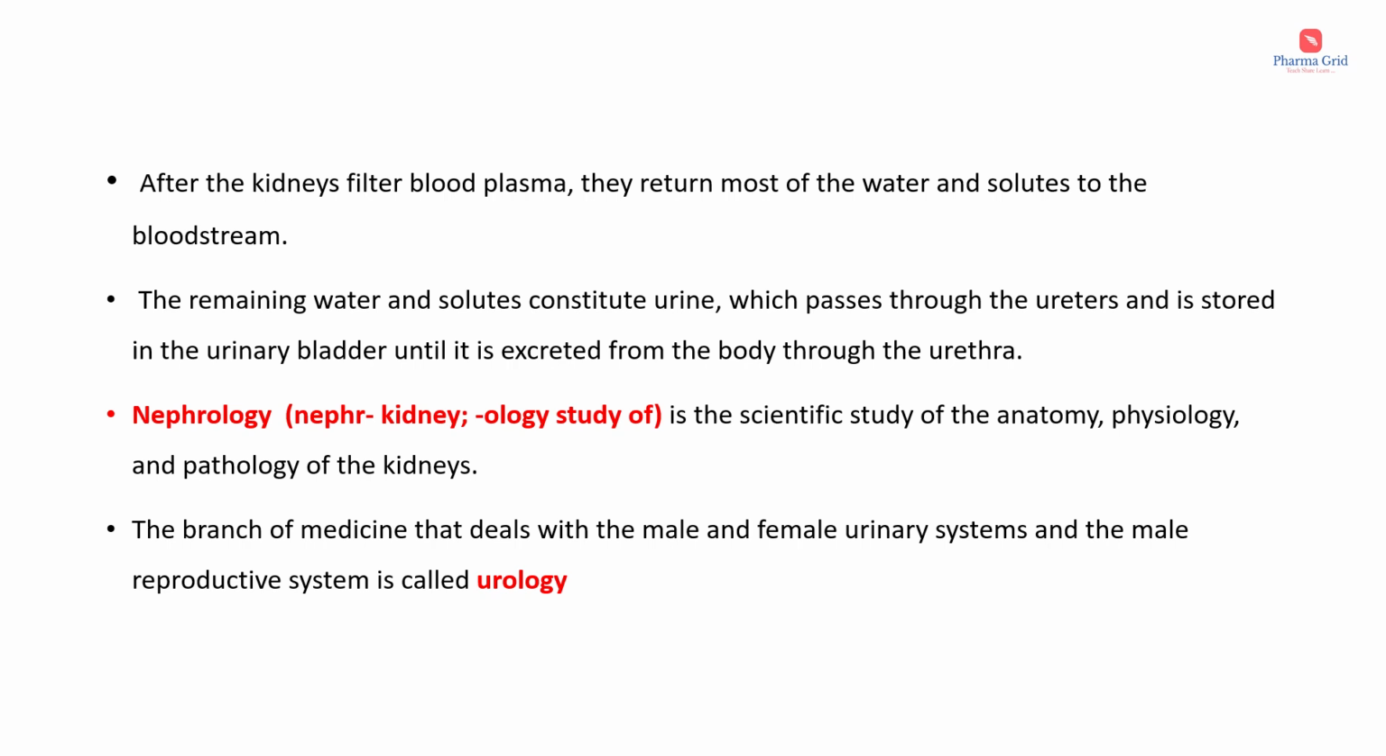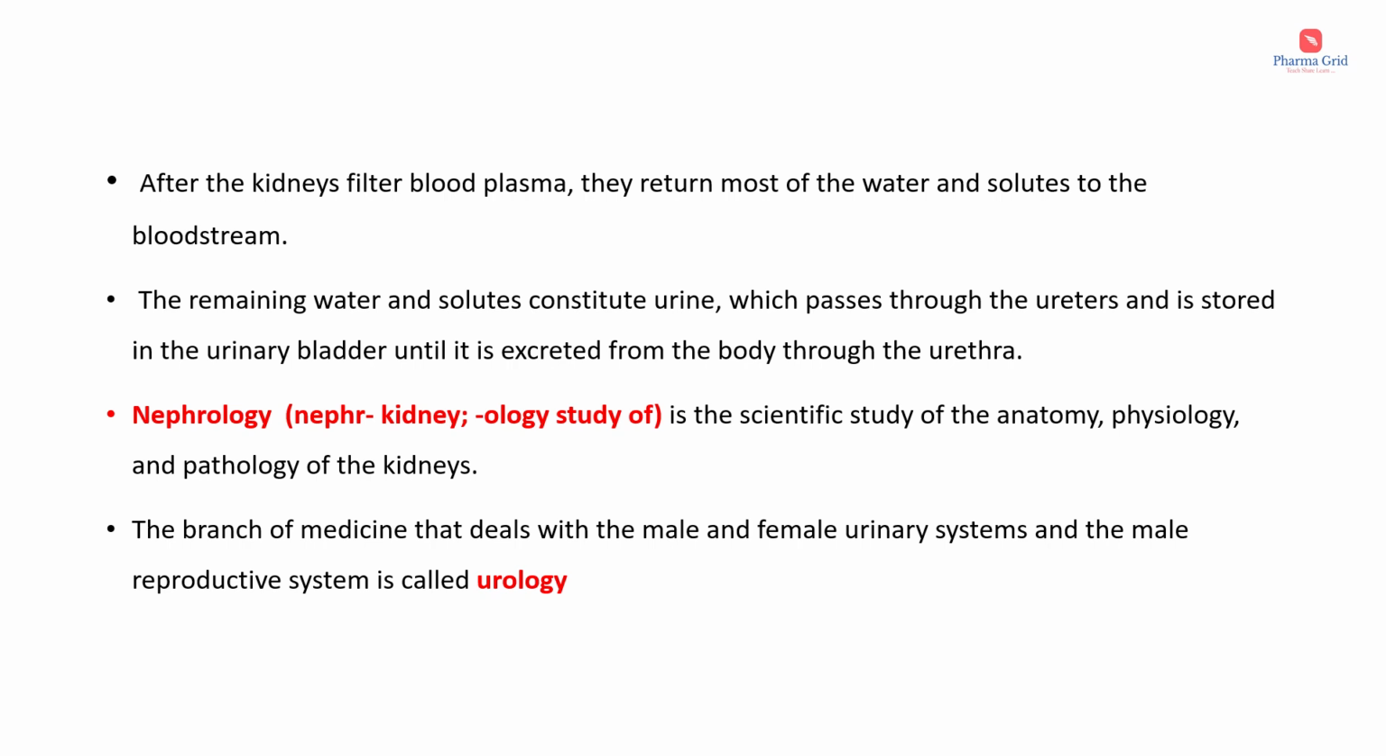So we know that kidneys are a major excretory organ. After the kidneys filter blood plasma, they return most of the water and solutes to the bloodstream. The remaining water and solutes constitute urine. So urine is the excretory product. It's formed in the kidney, mainly the nephron. It passes through the ureters and is stored in the urinary bladder until it is excreted from the body through the urethra.